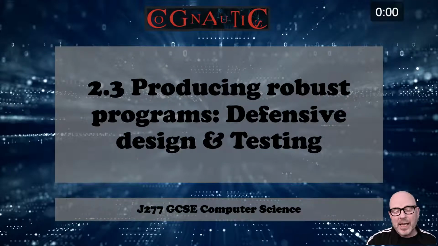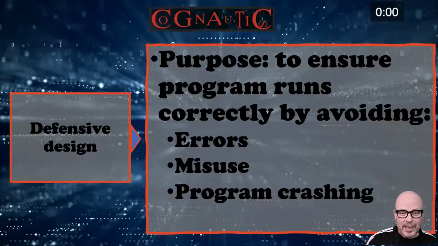So this is now going on to 2.3, which is producing robust programs. Now, what this is really all about is making sure that the programs you write are easy to maintain. In other words, if you think about any app that's made, usually it needs to be updated at some point. So when someone goes back and looks at the code later on, is it easy for the programmer to update? And if not, how could you make it easier to update?